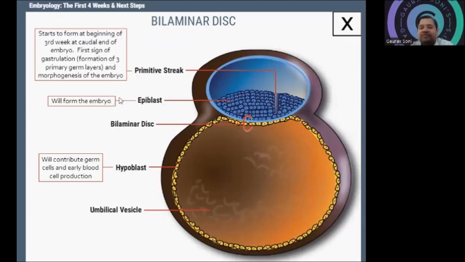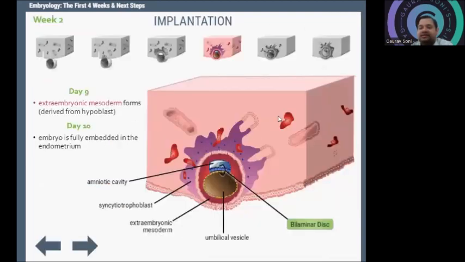And after this, what will happen? Further development will also start. You can see here epiblast will form the embryo, hypoblast will contribute germ cells and early blood production, because it does not yet have its own supply. Then the umbilical vesicle will be formed. Then on the amniotic side, you can see a groove-like thing slowly developing, which will be known as the primitive streak. And this primitive streak is going to give the first sign of gastrulation. So this is about the bilaminar disc.